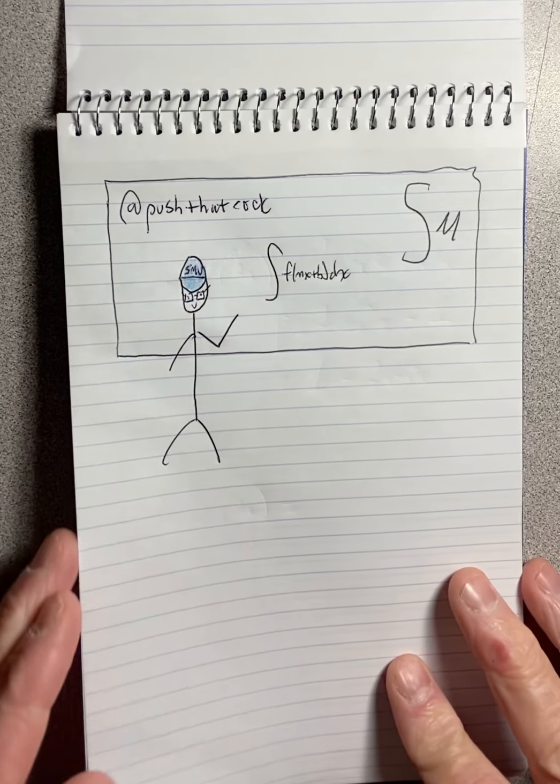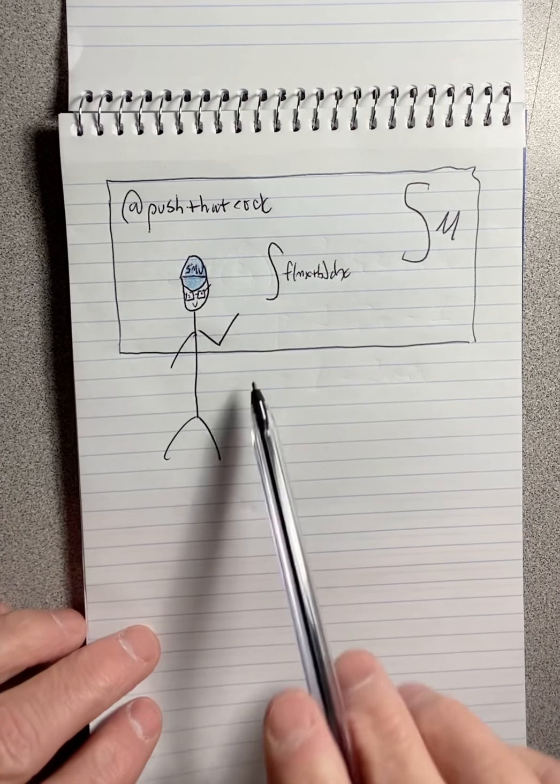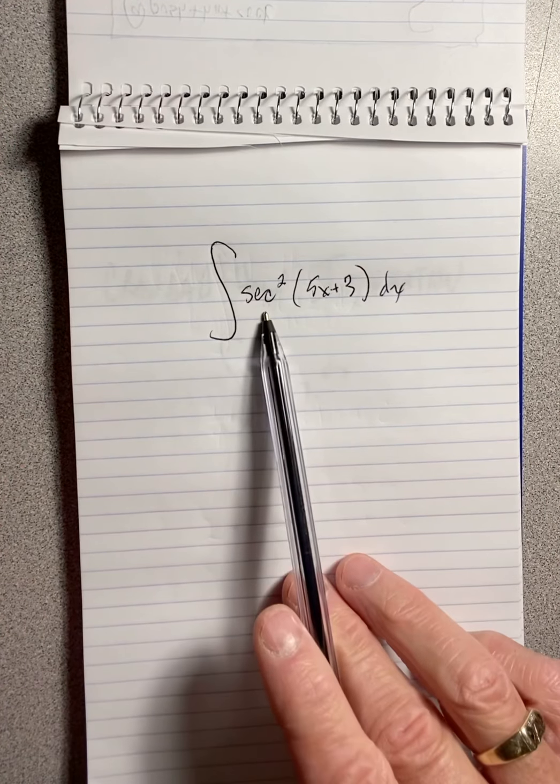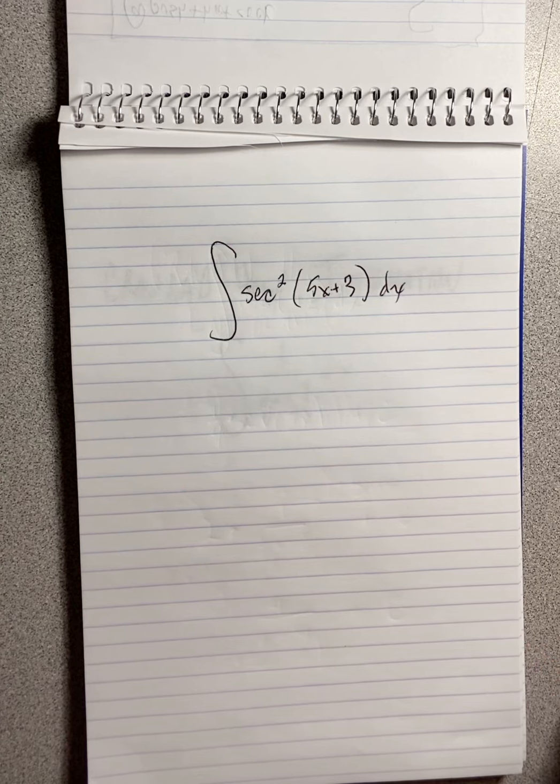Push that rock here with some math. Let's integrate functions composed of linear functions. So here we have secant squared composed of the linear function 5x plus 3.